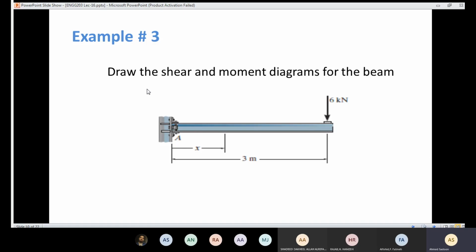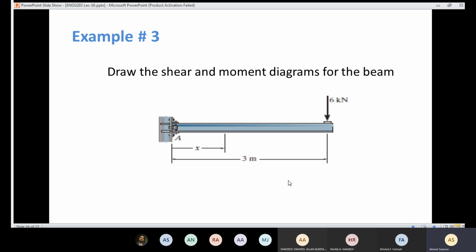To solve example 3, here also it's required to draw the shear and the moment diagrams for the beam shown below. Here we have a fixed support at A, and we have a concentrated force of 6 kilonewtons, and the span of the beam is about 3 meters.